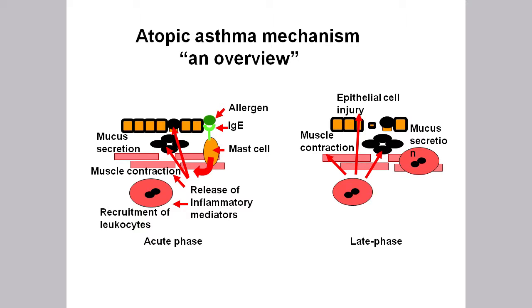which results in muscle contraction, which will cause the wheezing and airway narrowing in patients with asthma, the production of mucus, which is one of the common symptoms, as well as the inflammation, which is the recruitment of white blood cells into the airways. Now you can also see the late phase. This is the part that makes asthma more of a chronic disease. The highlight here is the epithelial cell injury. That's different than what you see in the acute phase.